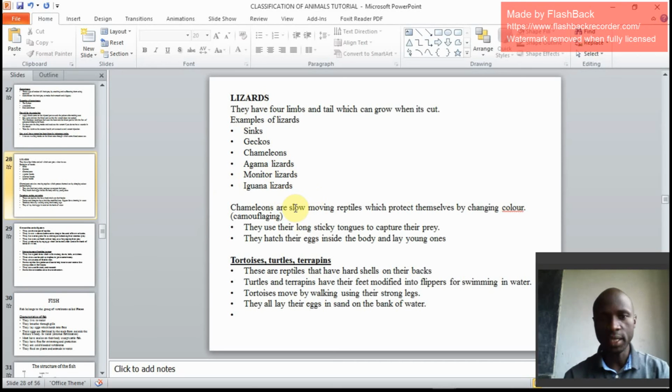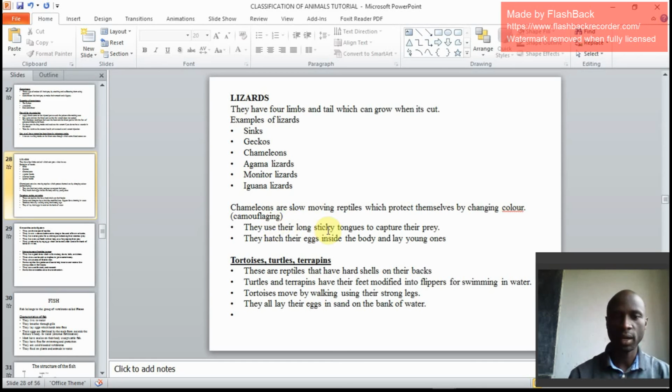We are starting with the chameleon as the first case. Chameleons are slow-moving reptiles which protect themselves by changing color. They may ask the question, how do chameleons protect themselves? Chameleons protect themselves by changing color, or sometimes we say by camouflaging. That's how they protect themselves.